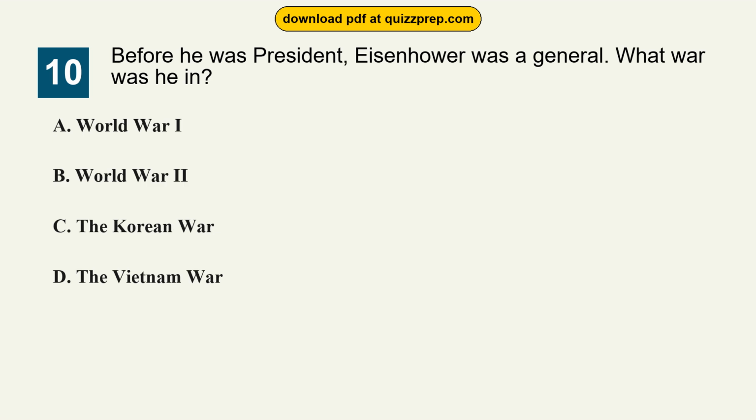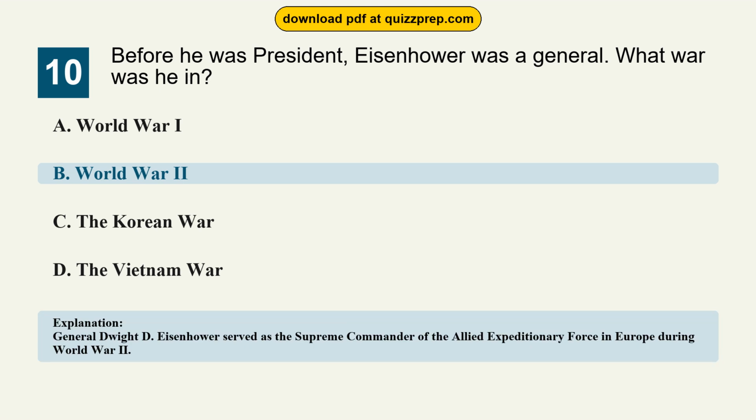Question 10. Before he was president, Eisenhower was a general. What war was he in? Option A. World War I. Option B. World War II. Option C. The Korean War. Option D. The Vietnam War. The correct answer is option B. World War II. General Dwight D. Eisenhower served as the supreme commander of the Allied Expeditionary Force in Europe during World War II.